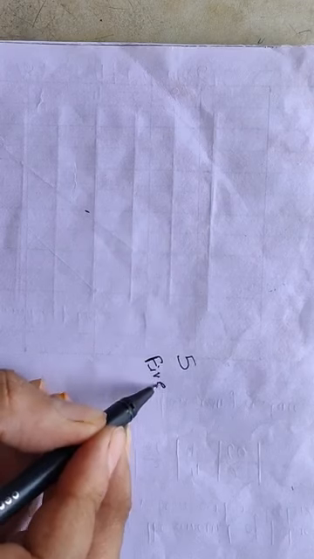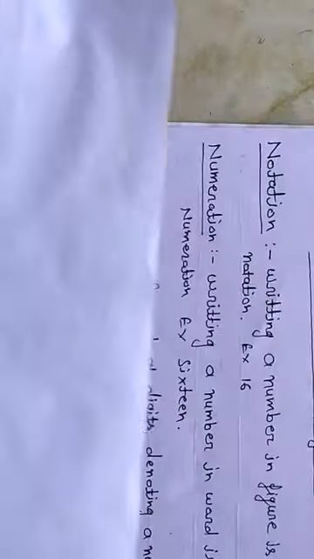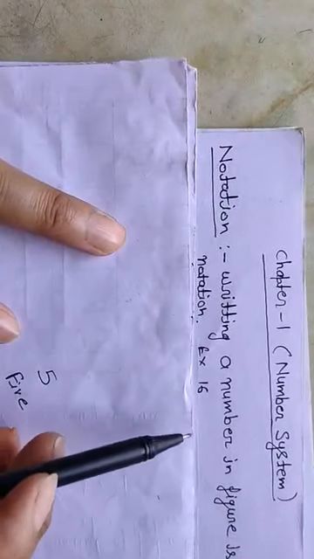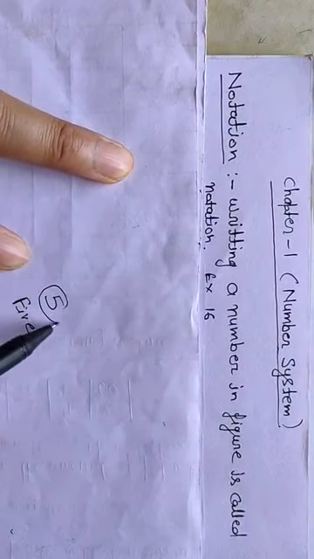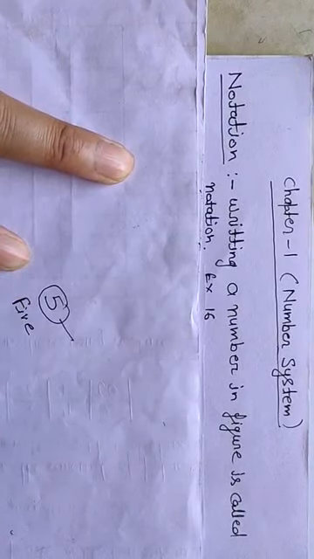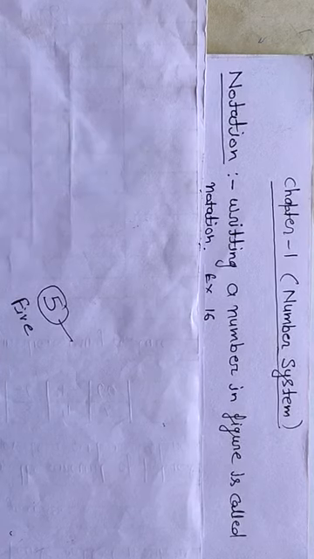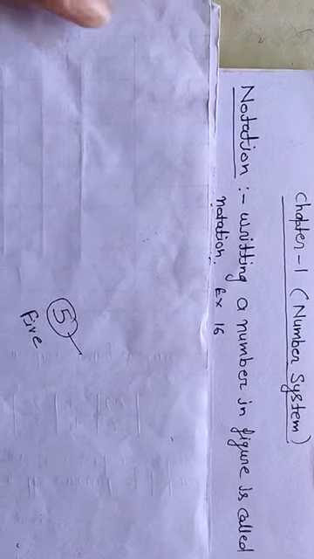Suppose I say, write the 5. Someone writes 5 like this, and someone writes it in words. So what is notation? Notation is writing a number in figures. For example, this 5 is the notation. Any number written in figures is called notation.